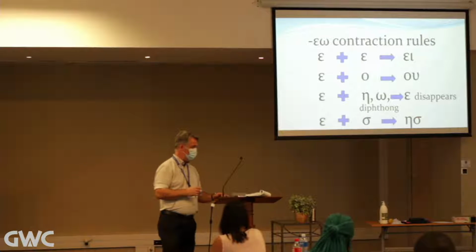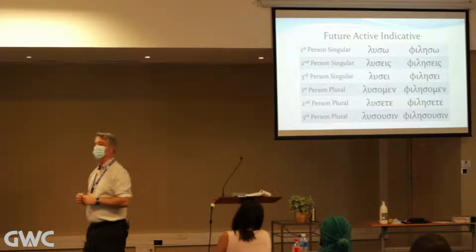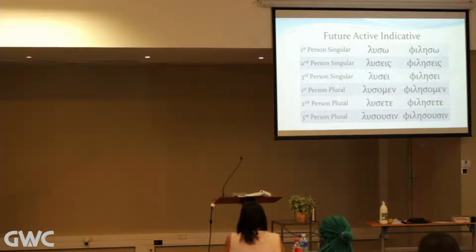So if I go back and I wanted to do the future, for instance, it would be phileso, phileseis, philesei. Right? The endings are all going to be exactly the same because that sigma protects the vowels from bashing up against each other. Because the sigmas kind of act as a barrier there between the vowels, so that's no problem.